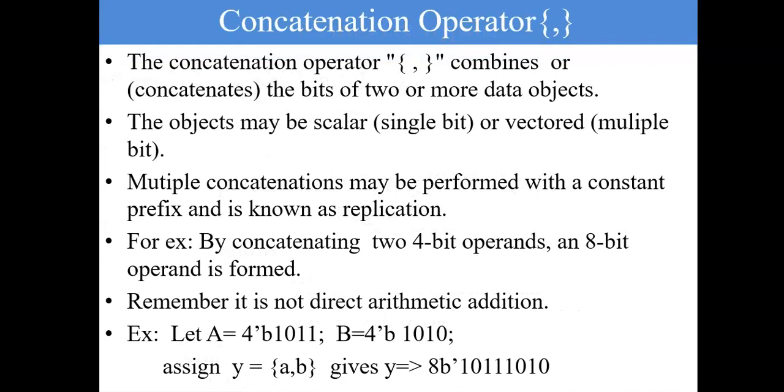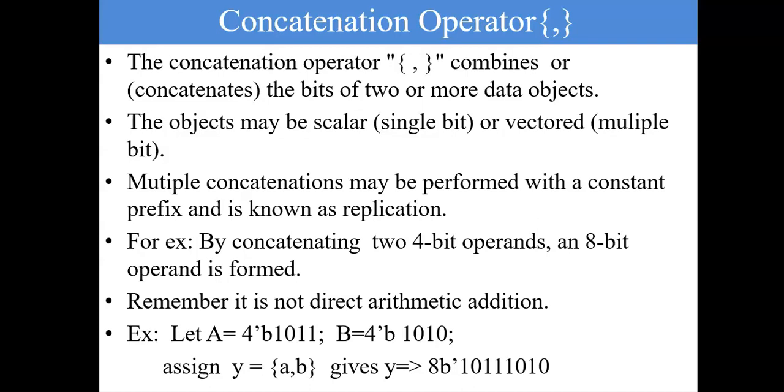Similarly, another important operator is concatenation. Many people will assume that concatenation is addition. No, remember, this is not addition. This is simply combining two operands to get a single operand with extended bits. That is the most important thing. So remember, concatenating means simply combining, not arithmetic addition, combining two operands so that I get a single operand of larger size.